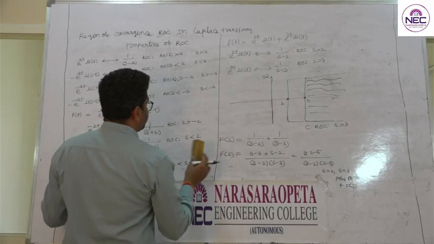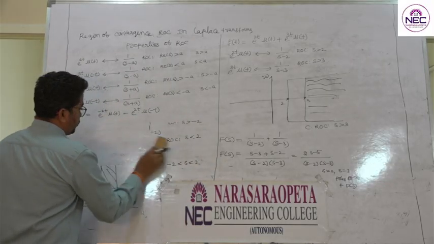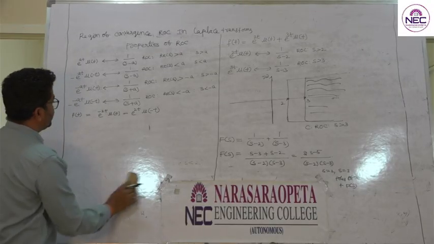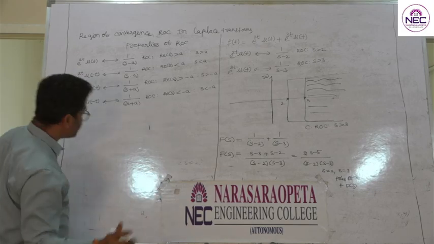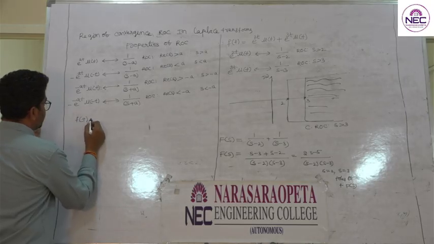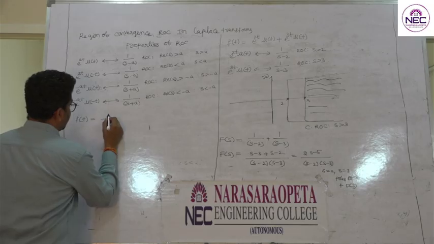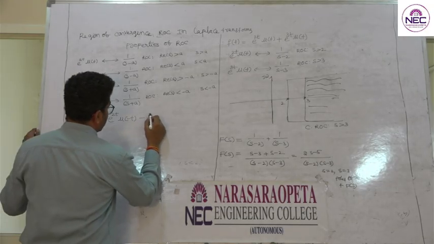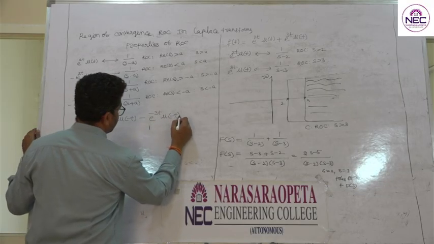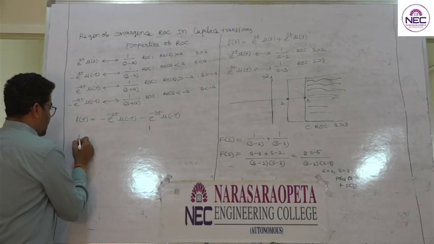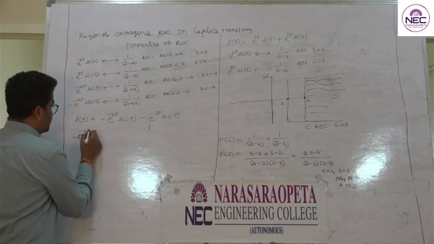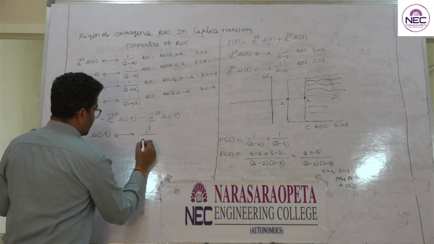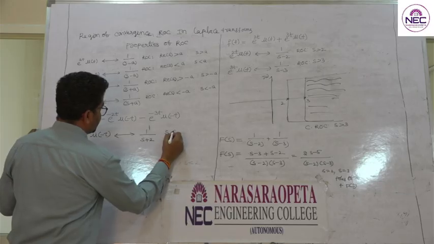Next, another example. Another one: combination of two left side signals. f of t equals minus e power minus 2t u of minus t minus e power minus 3t u of minus t. Here, for minus e power minus 2t u of minus t, the transform value is 1 by s plus 2, with s less than minus 2.